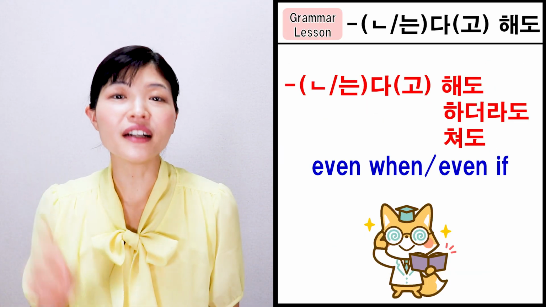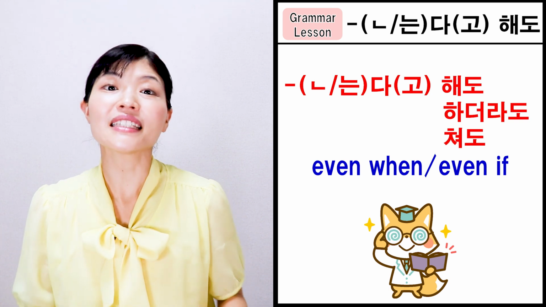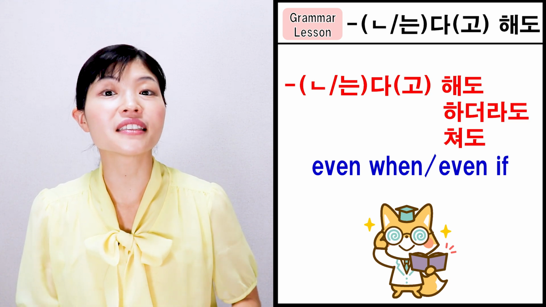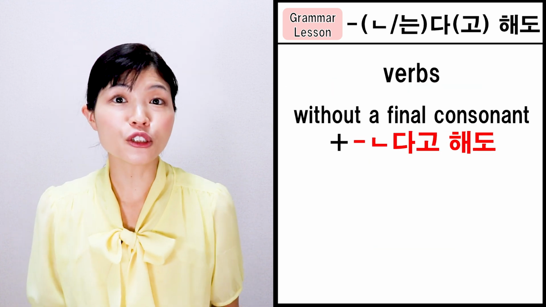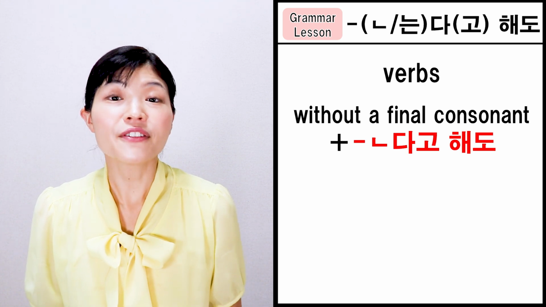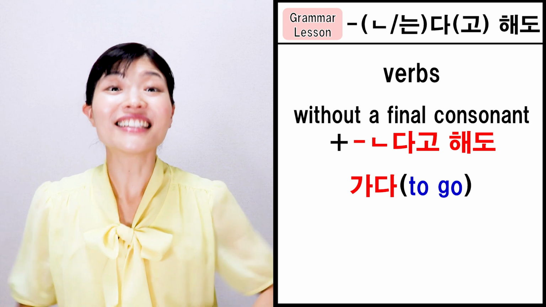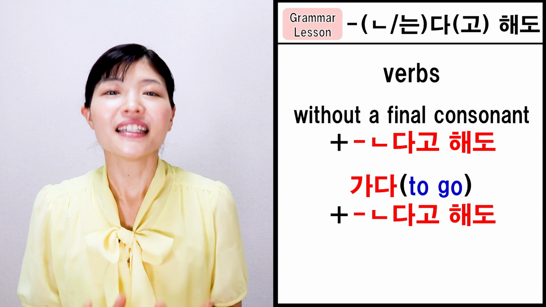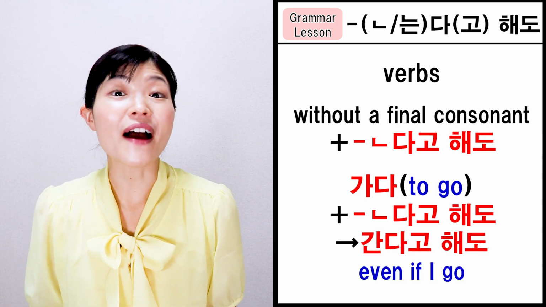The second grammar, 는다고 해도, is in the subjunctive mood and means even when, even if. There are similar expressions such as 는다고 하더라도 or 는다고 쳐도. About the usage, for verbs, you attach ㄴ다고 해도 if a stem does not have a final consonant. For example, 가다, to go, does not have a final consonant. So you attach ㄴ다고 해도 to make 간다고 해도, even if I go.